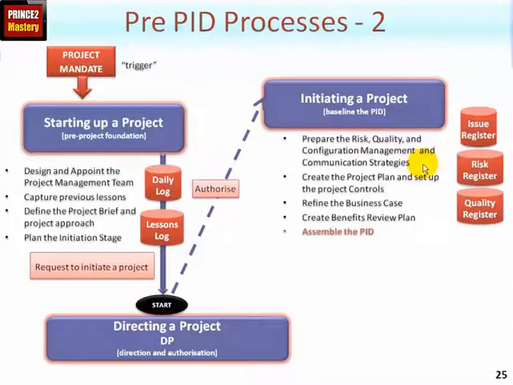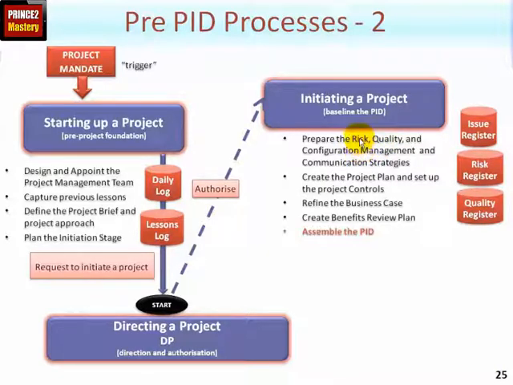There are many documents that make up the PID, and the first ones that would need to be created are the risk management strategy, the quality management strategy, and the configuration management strategy, culminating with the communication management strategy. It's important to think about how you're going to carry out these key aspects of a project before you start to create plans. That's why these would occur first.